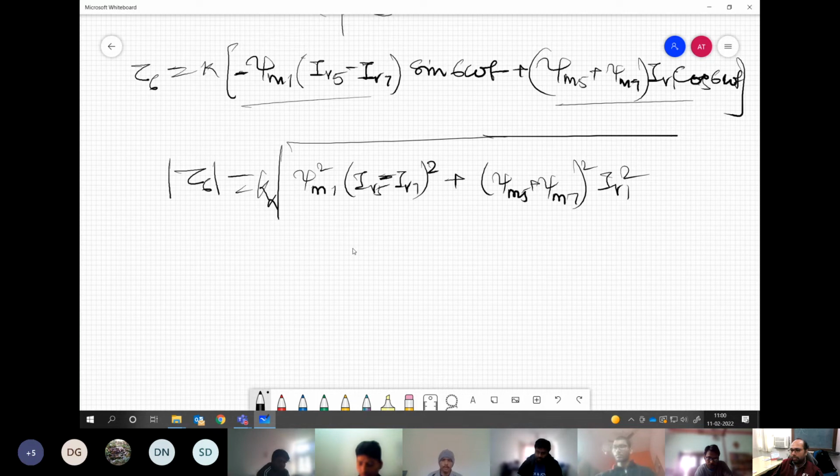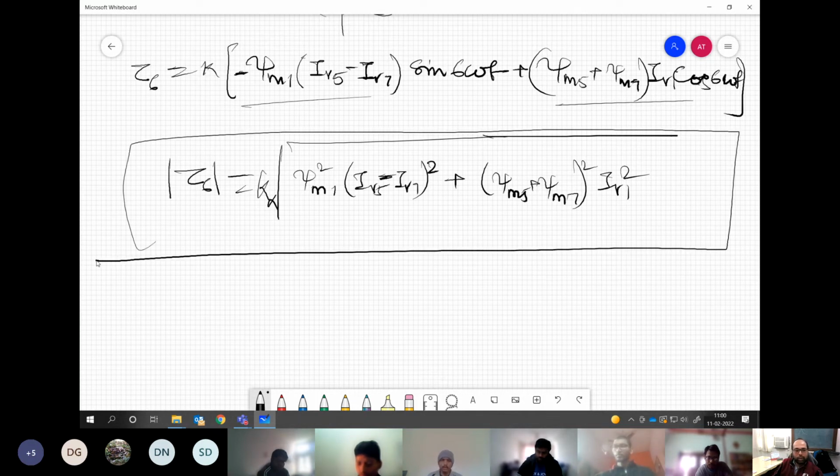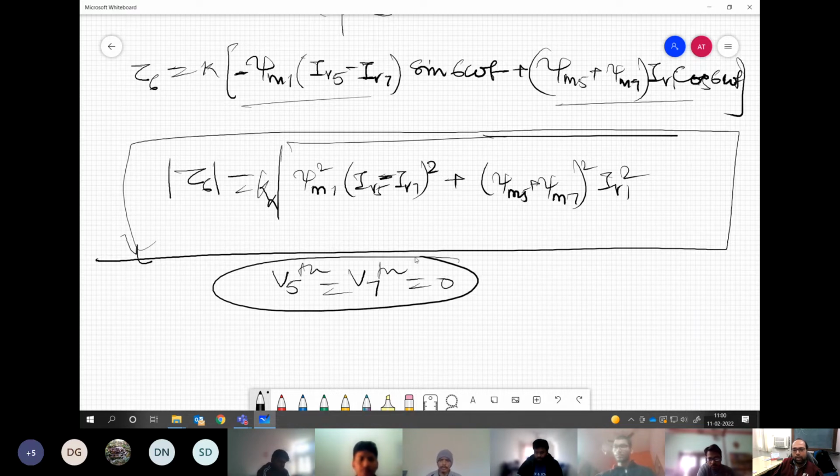Understanding my point? So the ideal scenario for removing the sixth harmonic torque will be that you remove both the fifth and seventh harmonic voltages from the system. So there will be no fifth harmonic, seventh harmonic flux and no fifth harmonic, seventh harmonic current. This is the best scenario for tau 6 equal to 0.